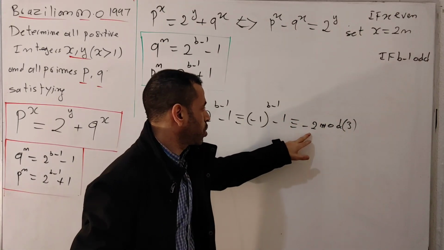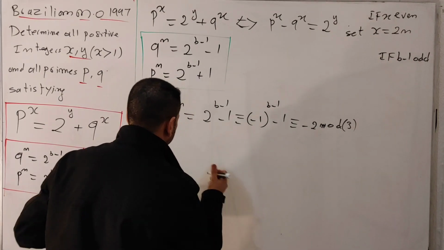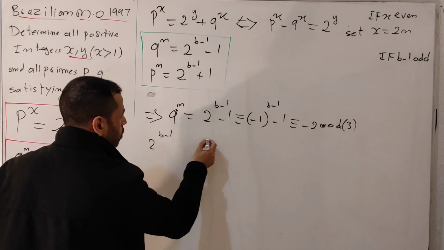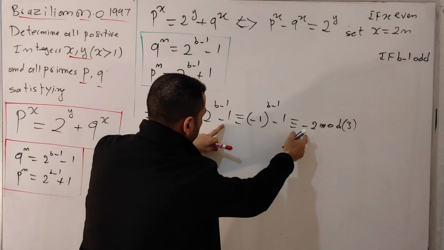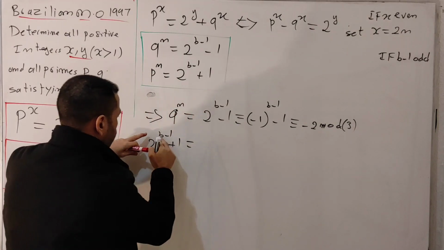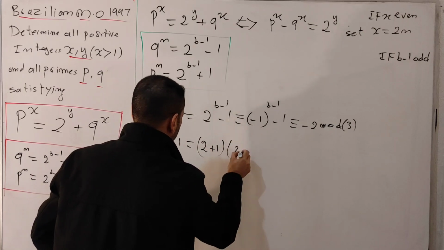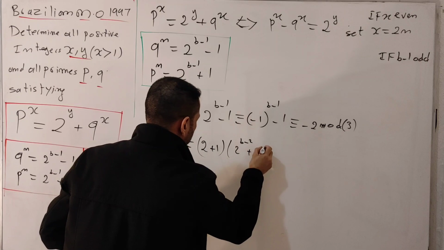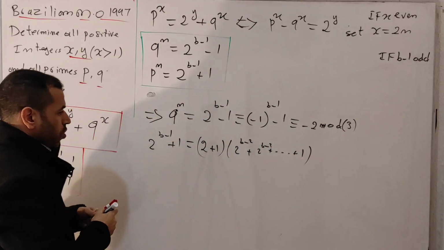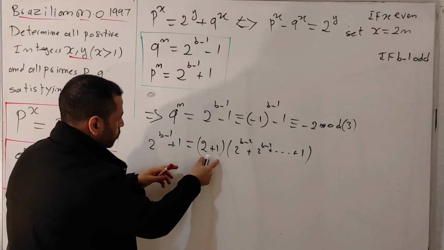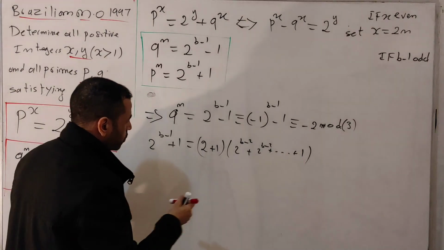You might ask why this is congruent to minus 2 mod 3. When we take this one to the left-hand side of the equation, for example, if we have 2 to the b minus 1, taking this minus 2, it becomes plus 1. Since this one is odd, it can be written in the form 2 plus 1 factor 2 to the b minus 2 plus 2 to the b minus 3, and so on until you get the number 1 here. So this term is divisible by this term. This is number 3.